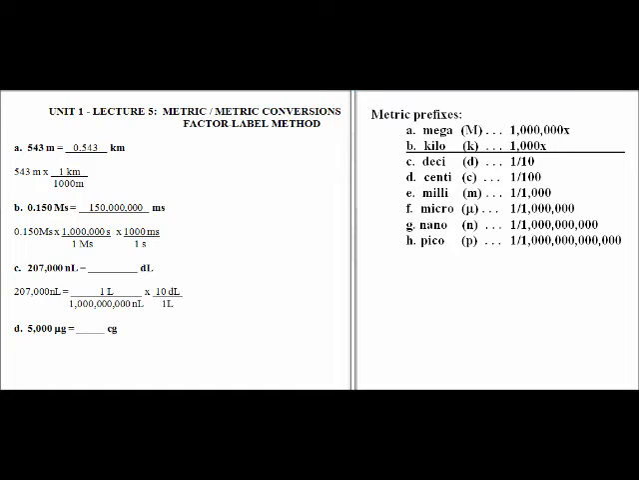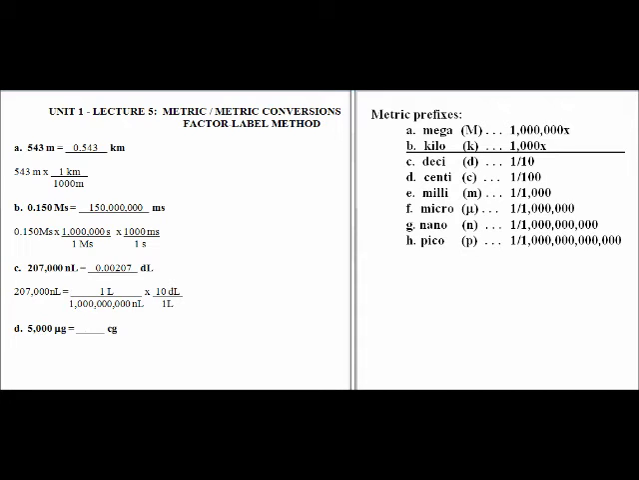In order to solve this, we're going to take 207,000 nanoliters, divide it by 1 billion nanoliters, and then multiply it by 10 deciliters. This will cancel out the nanoliters and the liters and leave us with deciliters. 207,000 nanoliters is equal to 0.00207 deciliters.